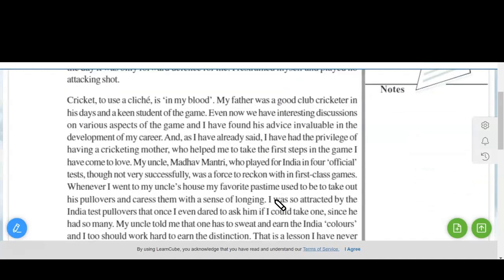And how his father helped him is that he was a good club cricketer in his days and a keen student of the game. Even now we have interesting discussions. That means they have a discussion on this cricket game. So his valuable advice helped him in the development of his career. That is also given here.